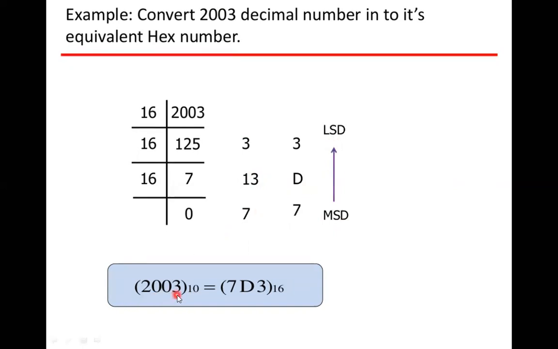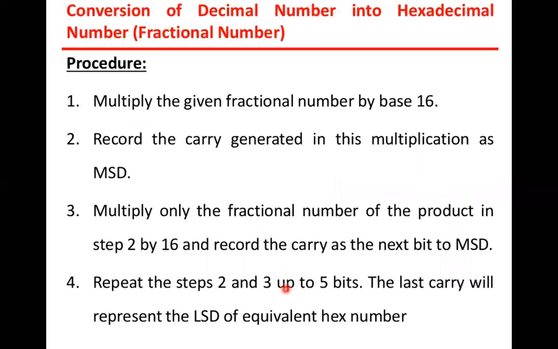So 2003 was the decimal number. We have converted it into a hexadecimal number. So the answer will be 7D3, which has a base of 16. We cannot write 7 and 13 and 3. No, that is the wrong way of addressing the hexadecimal number system. It should be 7D3 of base 16. Now we have a fractional number, the same decimal number system, which is converted into a hexadecimal number system, but in a fractional form.